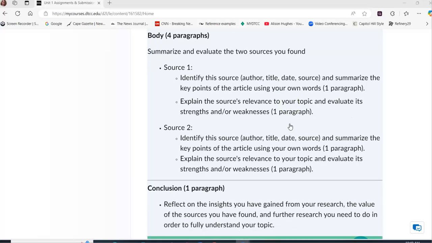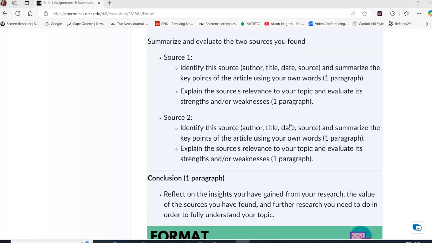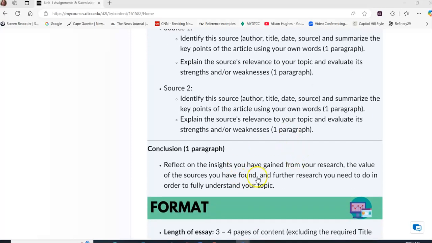Now you're just going to write it up in complete sentences in paragraph form. And then, of course, your conclusion. You're going to reflect on what you've gained, what you've learned, how your sources are valuable, and most importantly, what's next? What further research do you need to do? So where are we going? Because we're researching this topic all semester, so what's next?